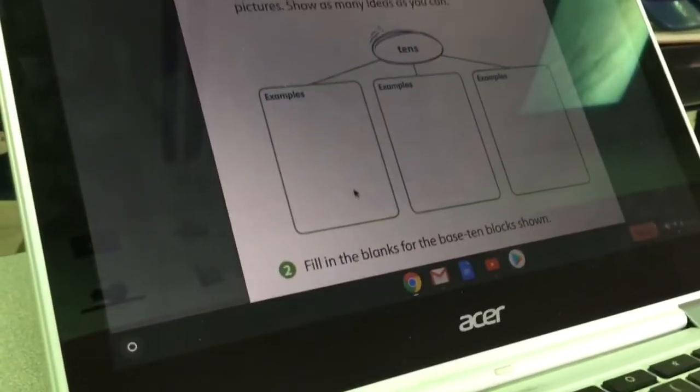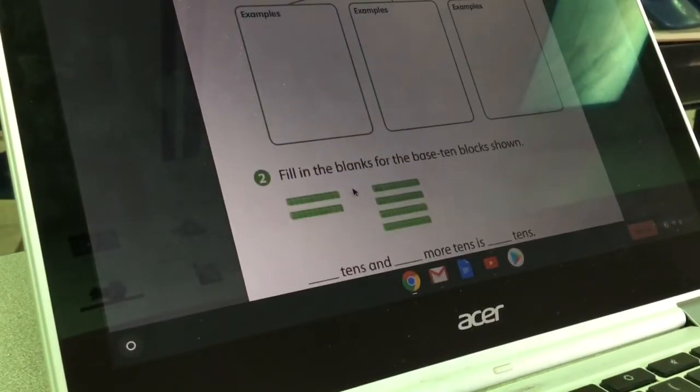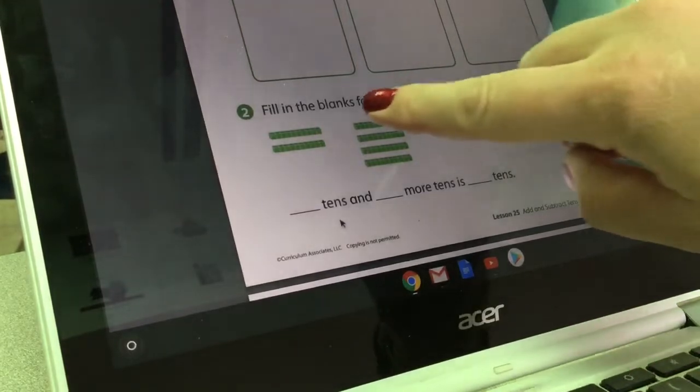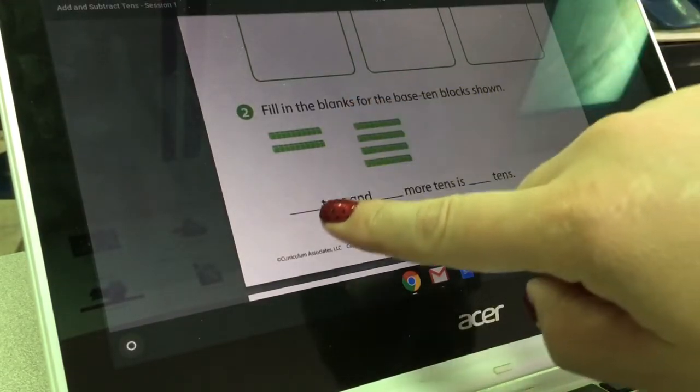Okay. At the bottom, fill in the blanks for the base 10 blocks shown. So we see tens and more tens is tens. Okay, we've done a couple like this. How many tens do we see here, friends? Is it 2 or 20? It's 2. 2 tens. 1 ten, 2 tens. Please put 2 on this line.